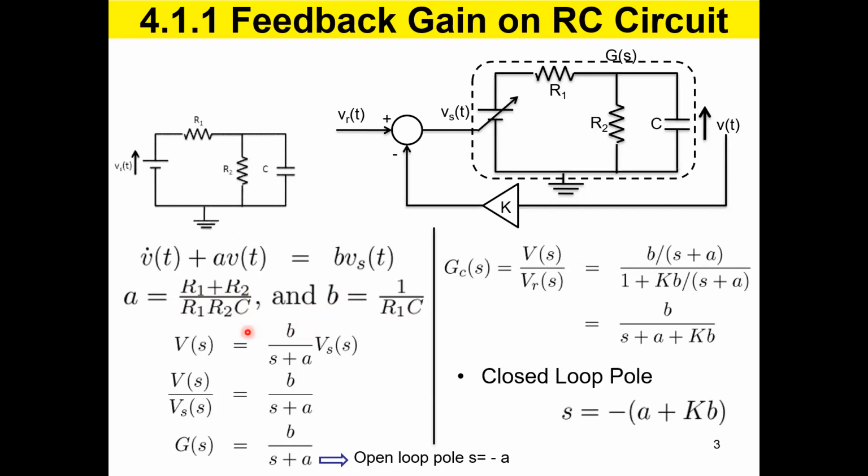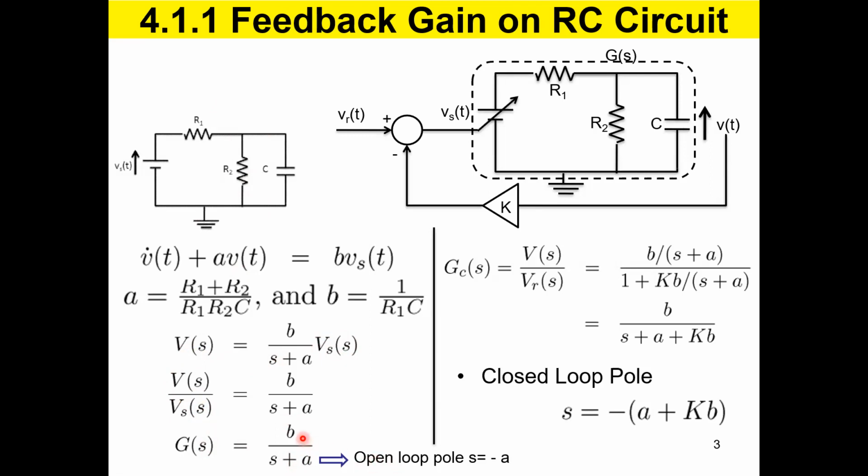And then you write down the Laplace and get this one, V of s over Vs of s is equal to B over s plus A. Vs is this one, supply voltage. V is the output. We have done this, right? So when we bring this input to the left hand side, you generate the transfer function of this circuit, that is B over s plus A, right?